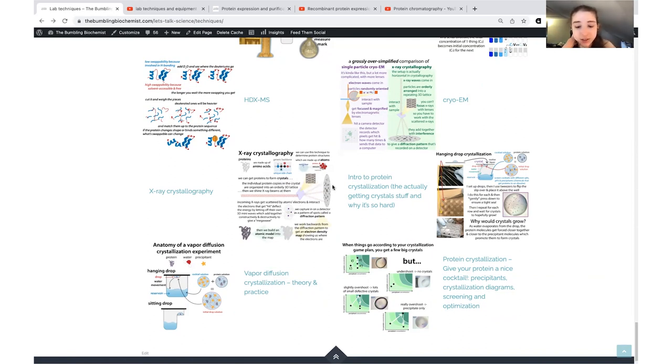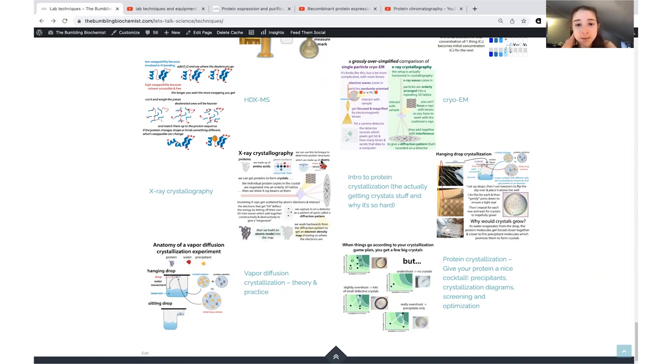So basically they scatter these rays. These rays then interact with one another and you get this series of spots called the diffraction pattern. And then using a bunch of complicated math in the computer, thankfully, the computer does that work, you can work backwards from those spots to get information about the location of the scatterers. And so then you can build an atomic model of the protein structure.